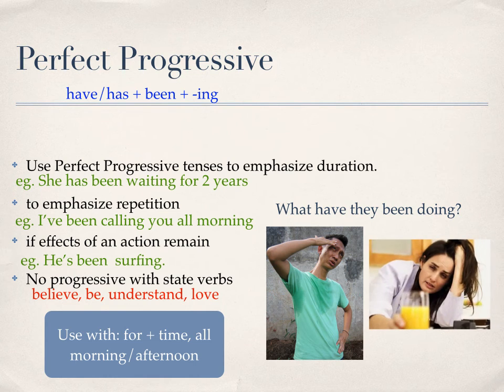Well, example of these two. What have they been doing? Well, the first gentleman has probably been running, or he's been exercising. We can see the effects of that on his sweat. This lady looks kind of tired, so maybe she has been sleeping. Okay, maybe she's just up. The timeline is very similar, as you can see. It's very, very similar to the present perfect. The only real difference is this emphasis on duration or repetition, and it kind of works with certain action verbs as well. Okay, let's move on to some practice.